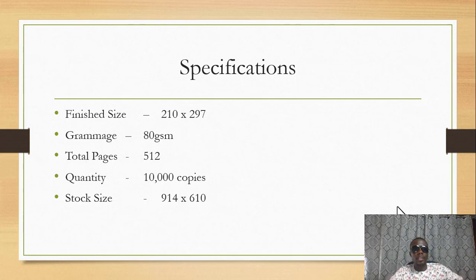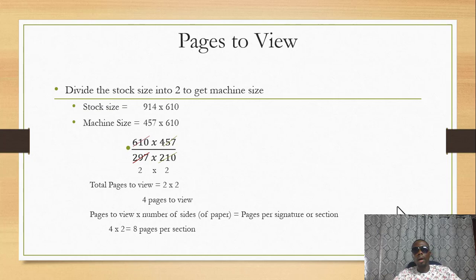You are supposed to tell the customer that we need X quantity of paper to be able to produce the job, excluding overs. The stock size available in our warehouse is 914 by 610, which is popularly called the Nigerian size. So how do we go about it?